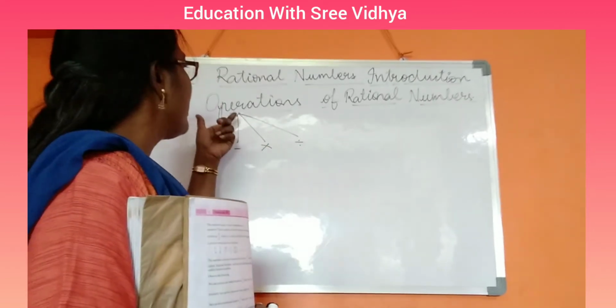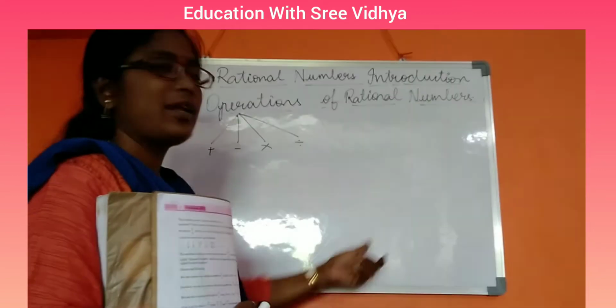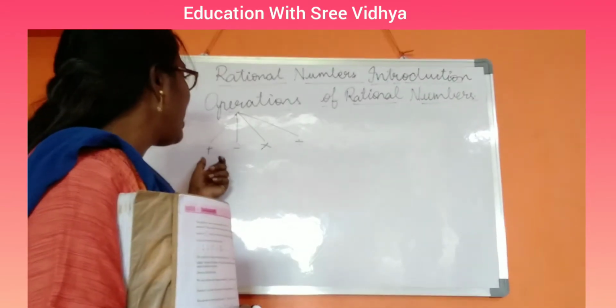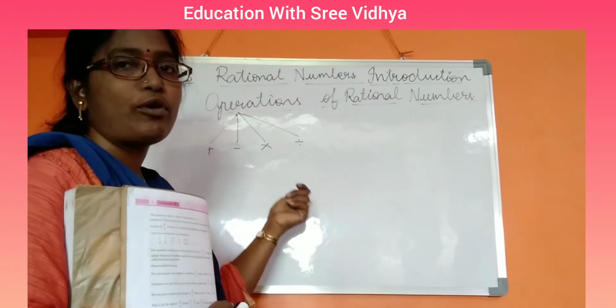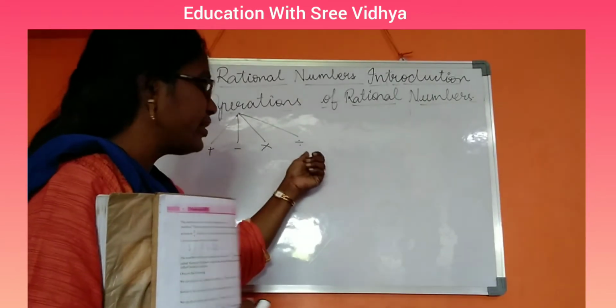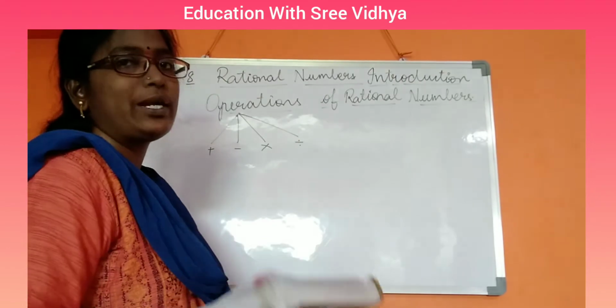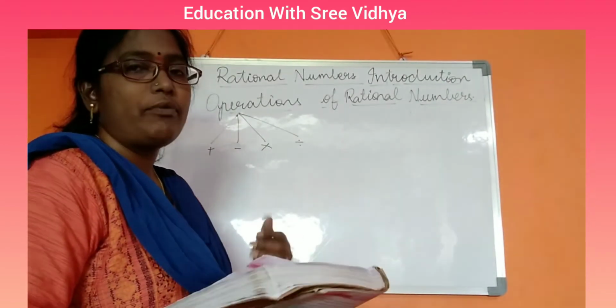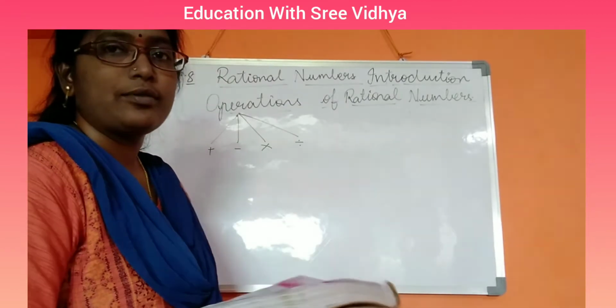First, let us discuss operations of rational numbers. As you all know very well, there are 4 basic types of operations: addition, subtraction, multiplication and division. So as usual we have 4 operations on rational numbers also. We will discuss them one by one.